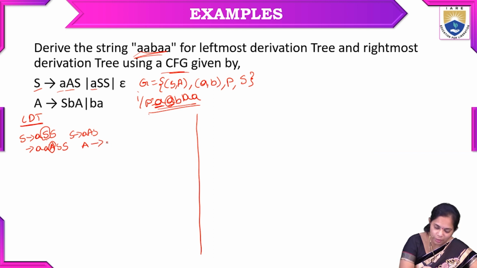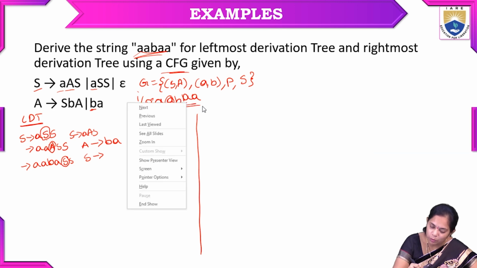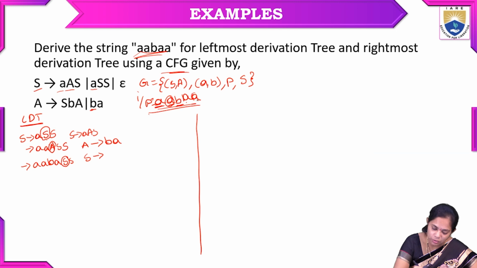So S tends to A, and again the leftmost derivation is A. So A tends to what we require, B A. The next input symbol is B. So A with the B input symbol. So we will write A, B, A and S, S. After that, we have already finished this B, A and we require S. So S tends to... this is the input symbol. And what is the next input symbol? We require only the input symbol A. So we already have A and we require only A. So here we will write S tends to A S S.